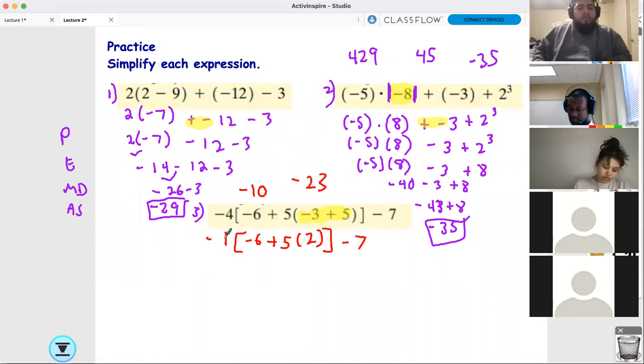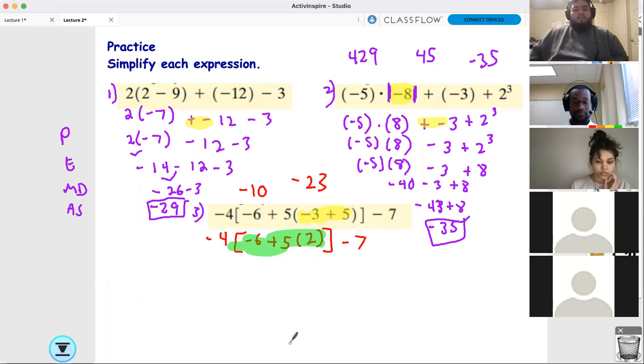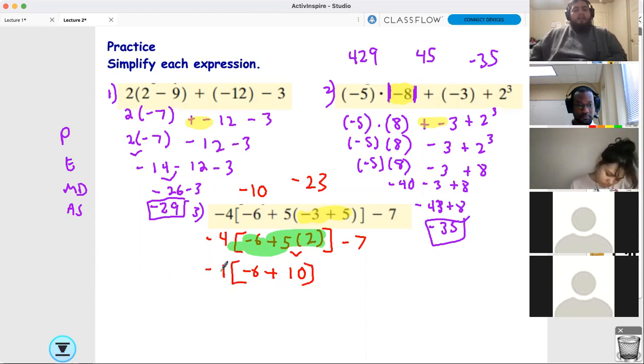So now our job is to simplify the brackets, till we get one number to multiply with the -4. So in the bracket, am I going to multiply 5 times 2 first, or am I going to do -6 plus 1 first? -6 plus 5 or 5 times 2? What's first, adding or multiplying? Look at the pen. Multiplying. Yeah, 5 times 2 is what, class? 10, right? So bring down the 10, bring down -6, and bring down everything else.